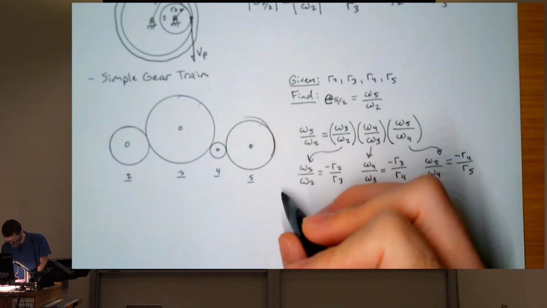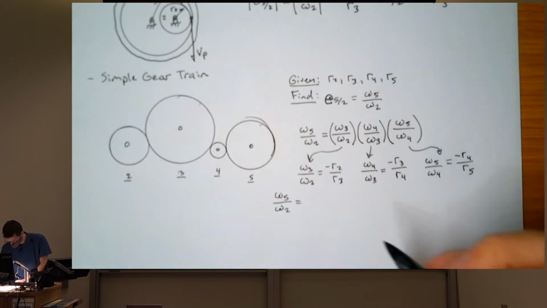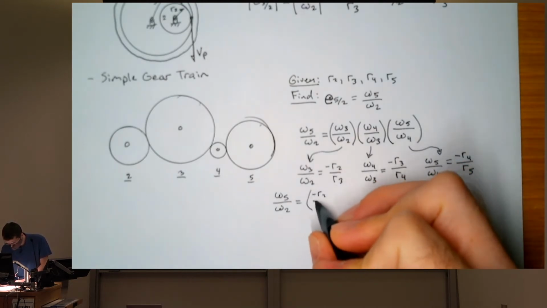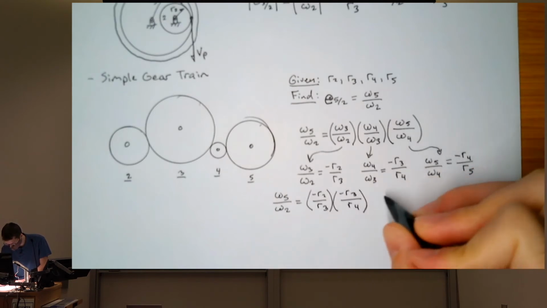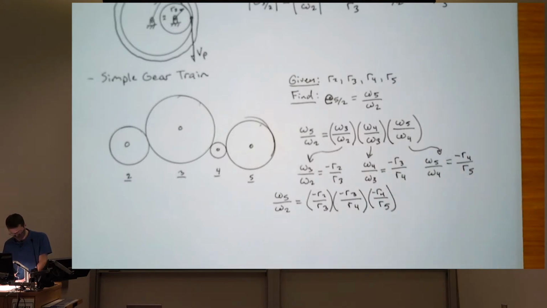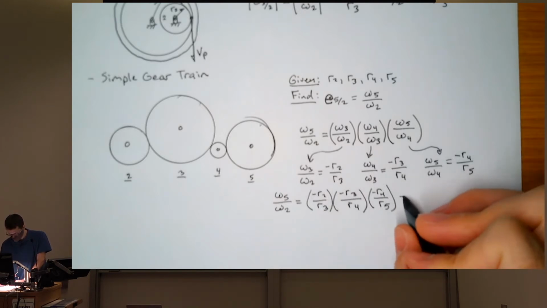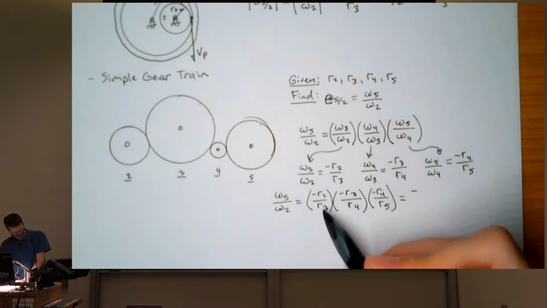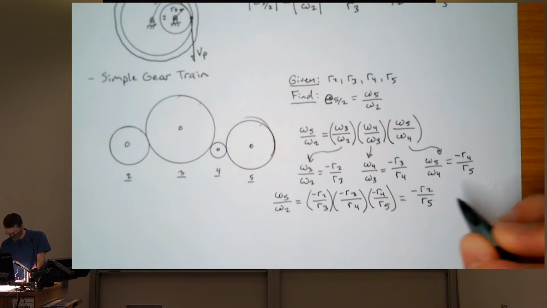So let's put all that together. We get omega 5 over omega 2 is equal to negative R2 over R3, negative R3 over R4, negative R4 over R5, like that. Well, we have 3 negatives, so negative times a negative is positive, times a negative again is another negative, so we know our final answer is going to be negative. R3s cancel, R4s cancel, we're left with negative R2 over R5.